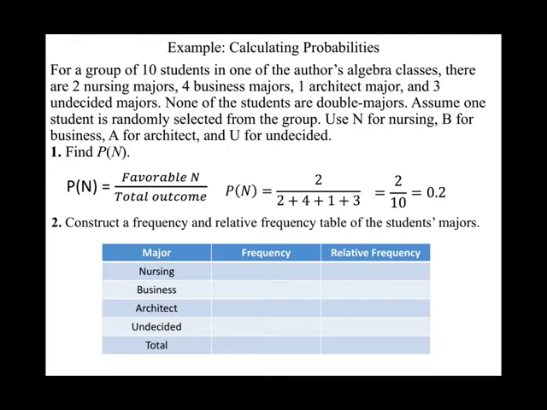Construct a frequency and relative frequency table for the students' majors. So we have the frequency distribution, and I list all the majors from here. So fill in frequency, how many students major in nursing. We have 2, so put the 2 in here. And then find out the relative frequency. Remember how to find the relative frequency? Use the frequency divided by the total number of the frequency. We know we have 10 students for total. So 2 divided by 10, which is going to be 0.2. Okay, now try to finish this chart here.